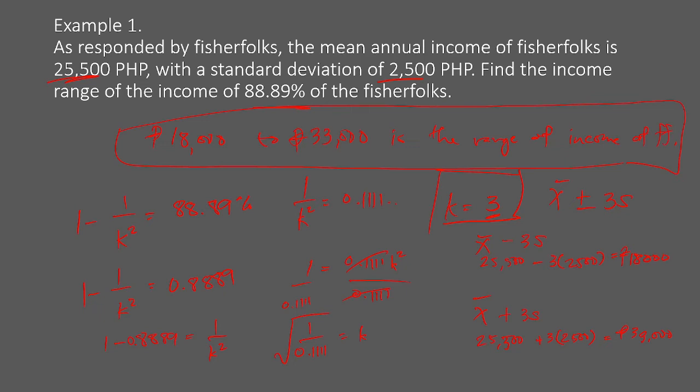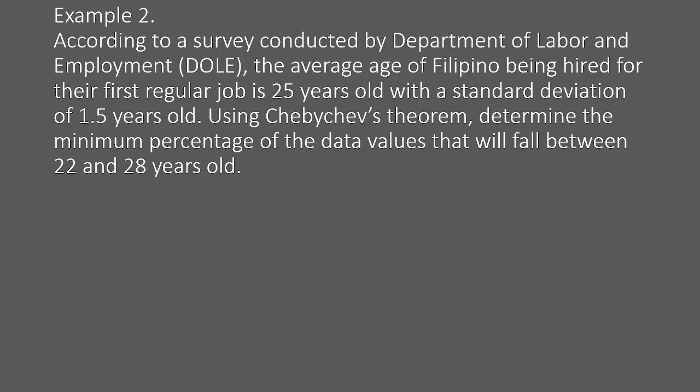Okay? So, ang sabi ko nga, we have two examples. And the other example is this. According to a survey conducted by the Department of Labor and Employment or DOLE, the average age of Filipinos being hired for their first regular job is 25 years old with a standard deviation of 1.5 years. Okay, so using Chebyshev's theorem, determine the minimum percentage of data values that will fall between 22 to 28 years old.